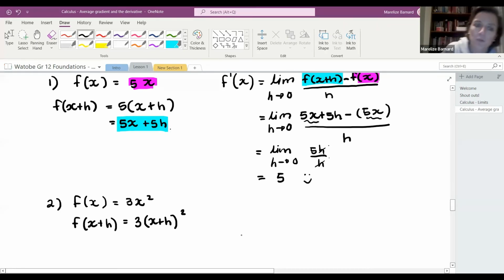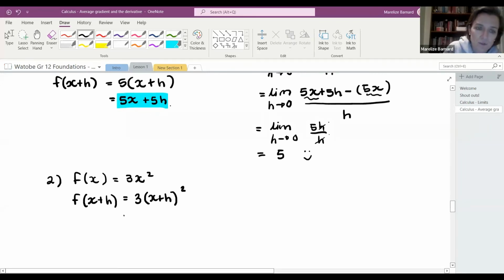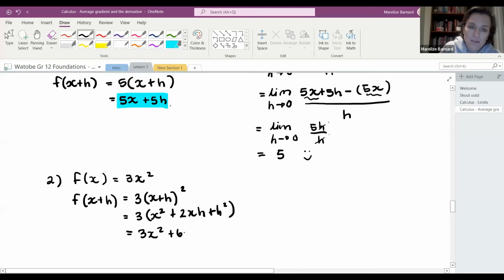Okay, so we are going to substitute in x plus h. And again, before you get to the formula, just do this working out first. And x plus h means we are multiplying x plus h with x plus h. So it's not x squared plus h squared, it's x squared plus 2xh plus h squared. And then we're going to put the 3 into the bracket. So 3x squared plus 6xh plus 3h squared.